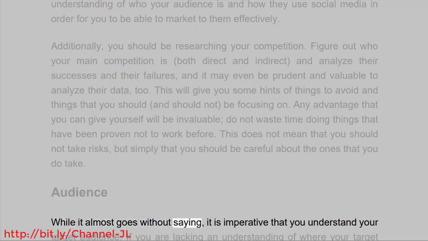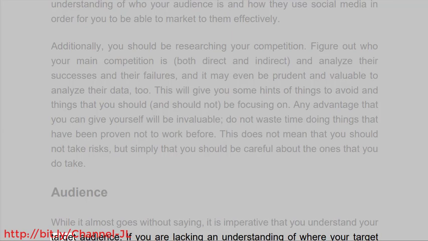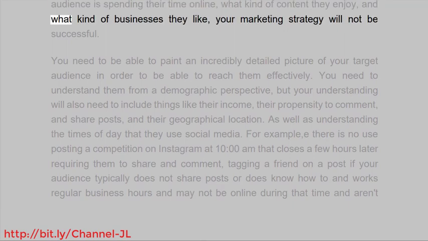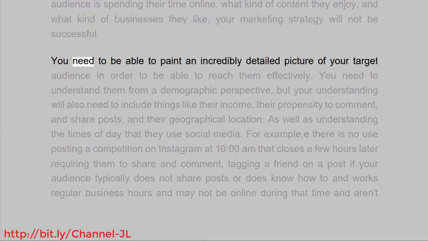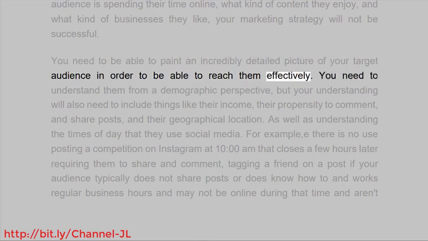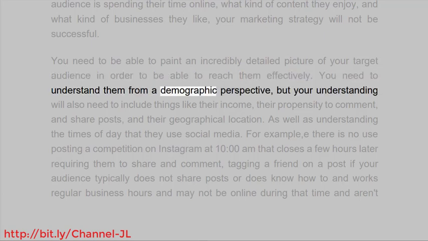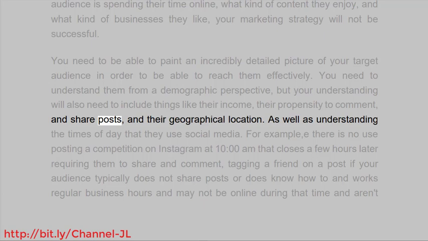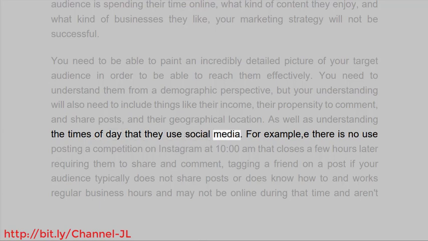Audience. While it almost goes without saying, it is imperative that you understand your target audience. If you are lacking an understanding of where your target audience is spending their time online, what kind of content they enjoy, and what kind of businesses they like, your marketing strategy will not be successful. You need to be able to paint an incredibly detailed picture of your target audience in order to be able to reach them effectively. You need to understand them from a demographic perspective, but your understanding will also need to include things like their income, their propensity to comment and share posts, and their geographical location, as well as understanding the times of day that they use social media.